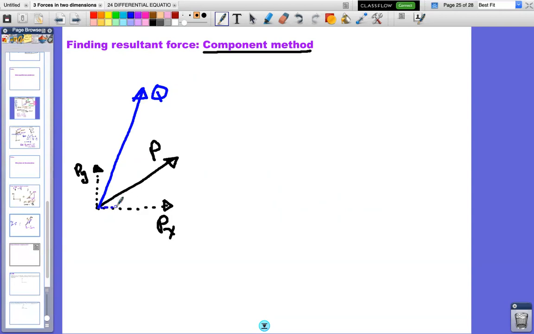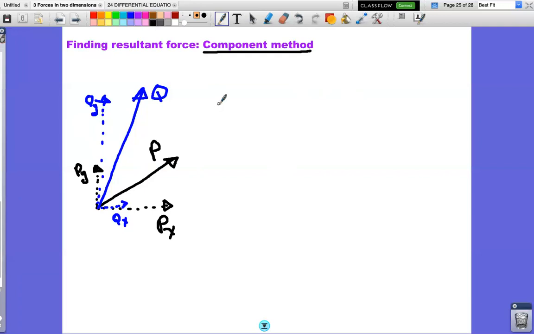Also, Q can be broken into Qx and Qy. So you just write these forces in vector form, okay? You can just write the forces. So your P, the force P, is equal to Px i plus Py j. Even in three directions, you still get the same thing.